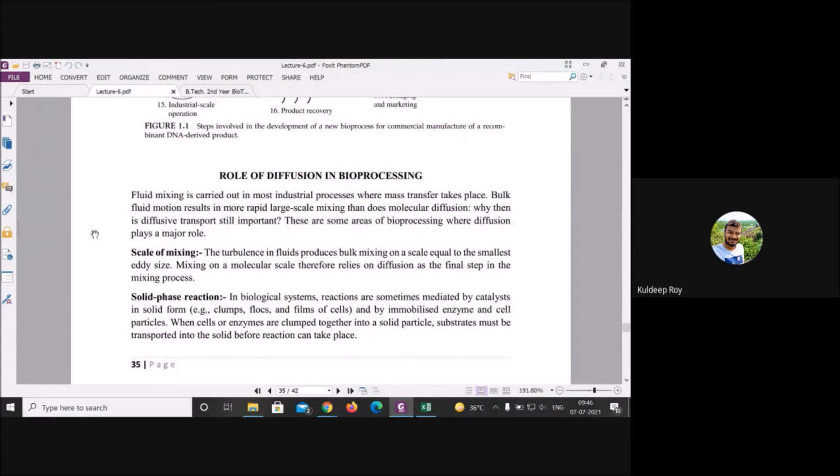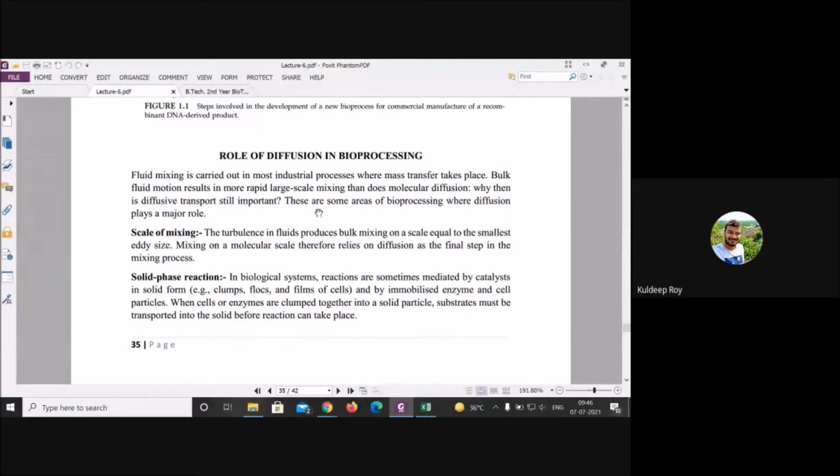Now the second question comes here: how does diffusion take place in your bioreactor or bioprocess engineering? It is very important that you read that also. We have discussed all of it, but I will give a brief glimpse. Let me read a few lines. These are some areas of bioprocessing where diffusion plays a major role.